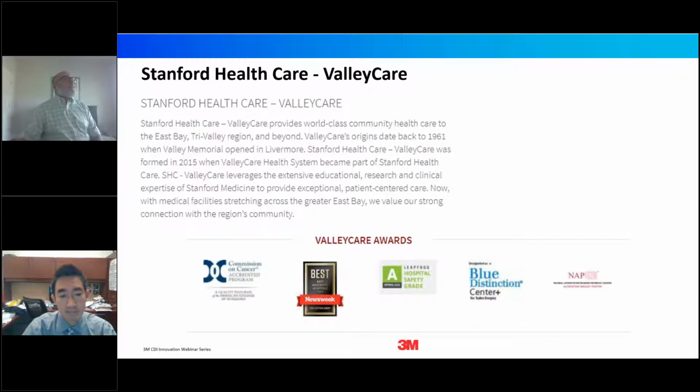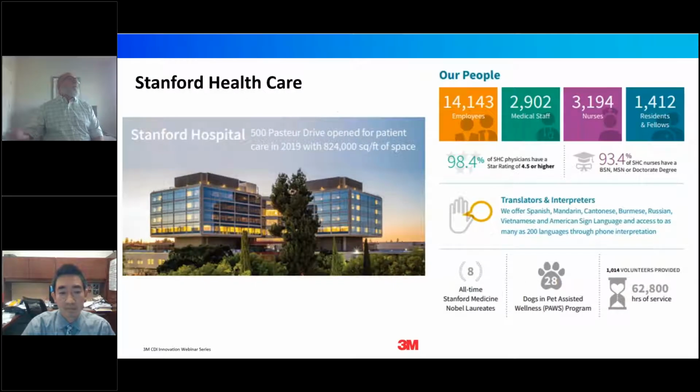Our ValleyCare office is in what we call the East Bay, and it is a community-based hospital that has been on board with us since 2015. And a lot of the providers are now going between both facilities. Stanford Health Care opened a new hospital back in 2019. It is across the street from our old hospital, and it is a very large state-of-the-art facility that we're very proud of. And we are now working diligently to turn the 300P, which was the original hospital, into the same state-of-the-art facility with a lot of remodeling going on.